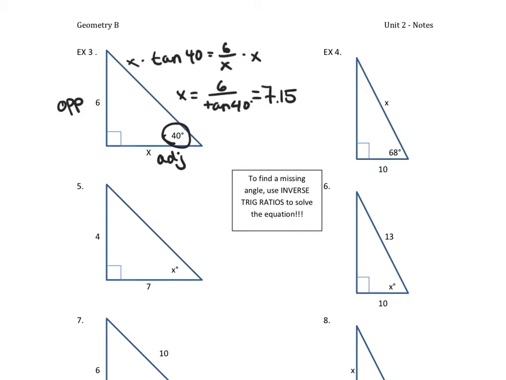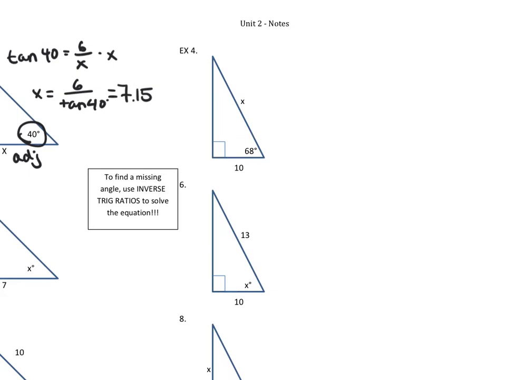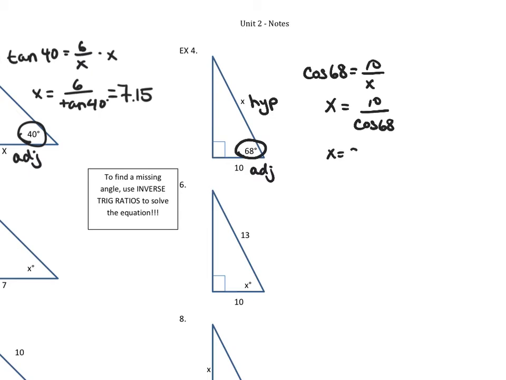In example 4, we're again given an angle. This time we're given the adjacent side and the hypotenuse. So we'll use the cosine function. We'll say that the cosine of 68 is equal to 10/x. And again, we'll multiply by x and divide by the cosine of 68. So we get x equals 10 divided by cosine 68. So x equals 26.39.69.